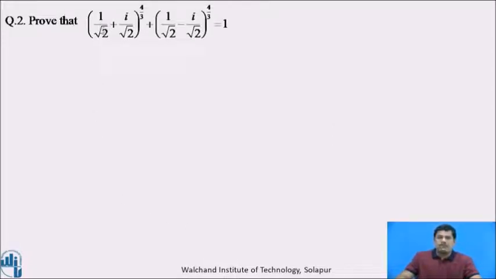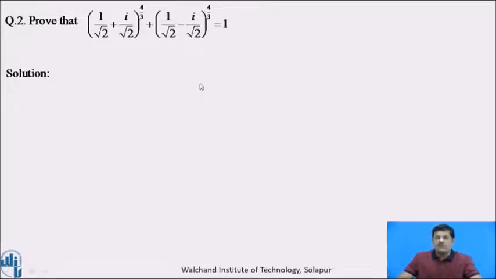Prove that (1 upon root 2 plus i upon root 2) raised to 4 by 3 plus (1 upon root 2 minus i upon root 2) raised to 4 by 3 equals 1. As we want to prove that the sum of the powers of these two complex numbers is equal to 1, definitely here we have to apply de Moivre's theorem.